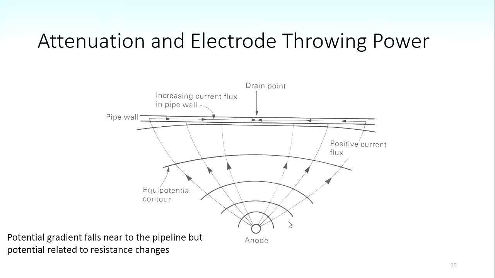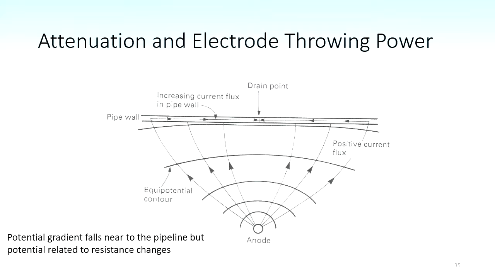One thing that is marked on here, which is always worth thinking about, and that is the current flow in the pipe depends on where the connection point is. So you've got current flow going from across this way, and on the other side going the other way towards the drain point.